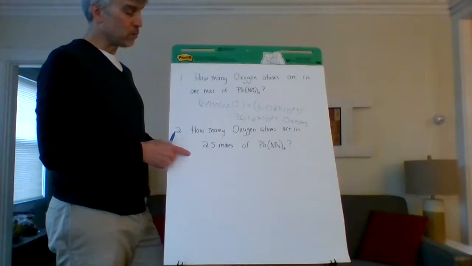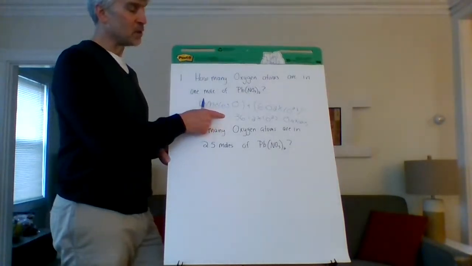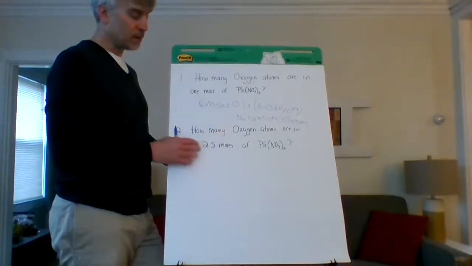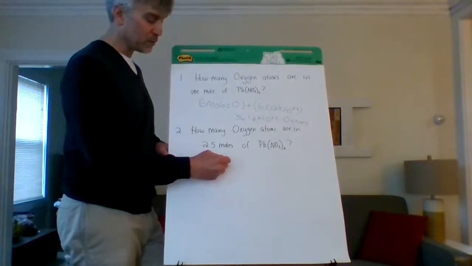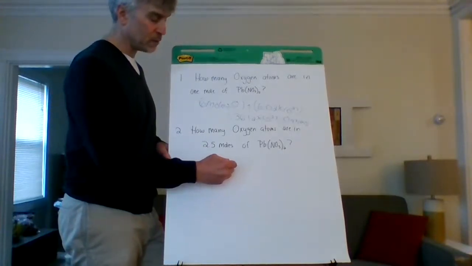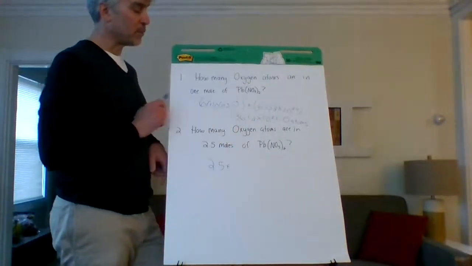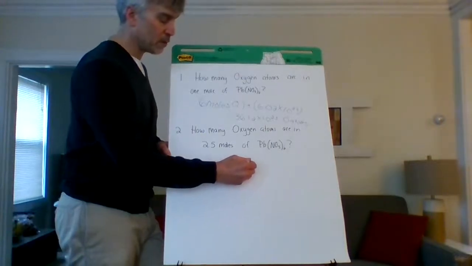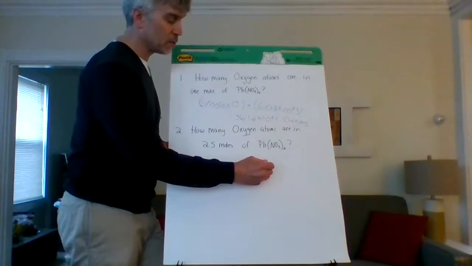Now, we could use our answer from number 1 here. We know this is the number of oxygen atoms in 1 mole, so we can take that answer and multiply it by 2.5 because we have 2.5 moles. All right, so I can just do 2.5 times this answer that I got here, 36.12 times 10 to the 23.